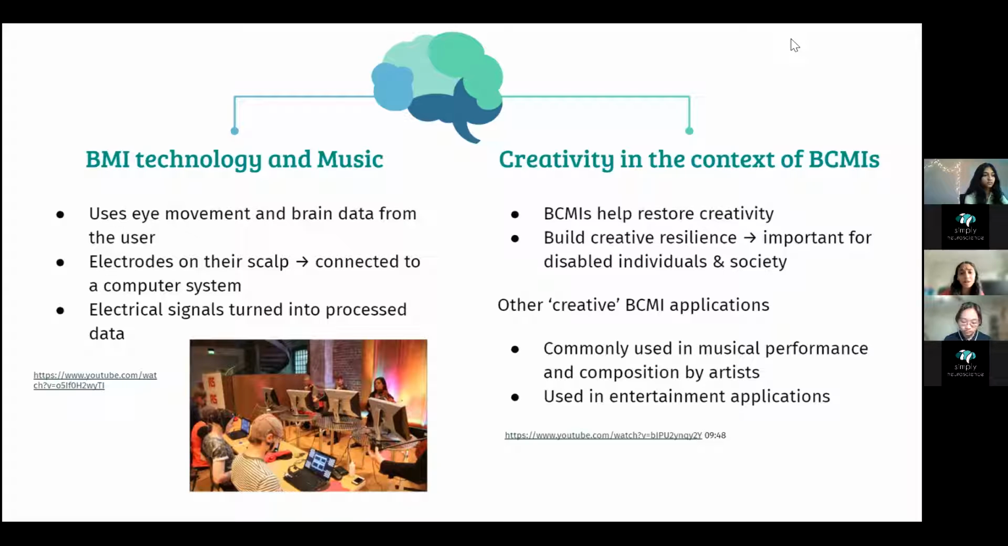BCMIs can even go further to also promote creative resilience, important for society in general, but also particularly for disabled individuals, as it really helps someone cope with the pressure of complex changes. For example, let's consider locked-in syndrome, which leaves the patient fully paralyzed and isolated. Imagine yourself completely unable to communicate.